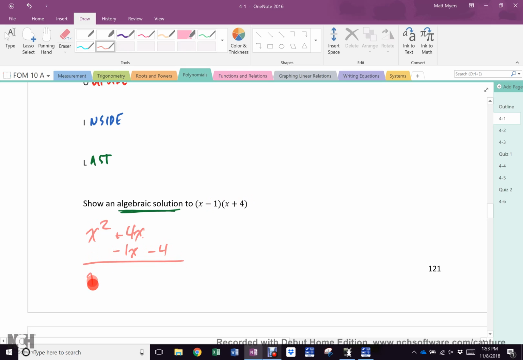And then I just add it up. x squared plus 0 is x squared. 4 minus 1 is 3x. And 0 minus 4 is negative 4. Yeah? Easy peasy lemon squeezy, yeah?